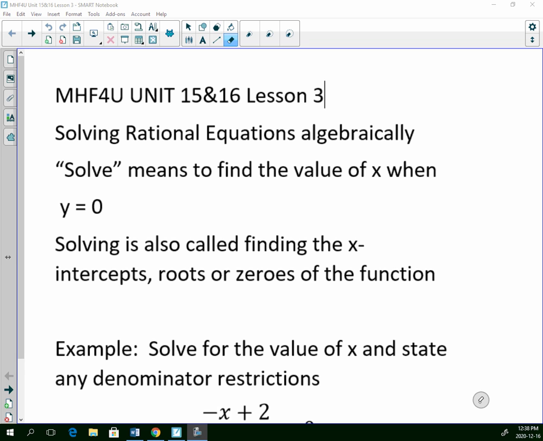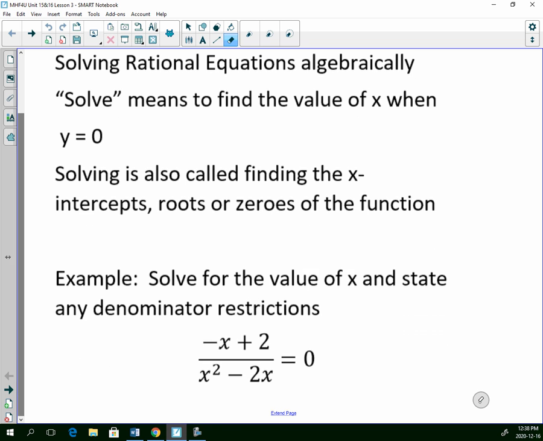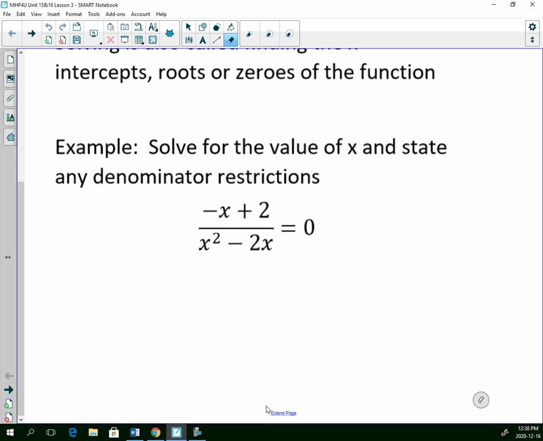Okay, today we're going to solve rational expressions. So remember that solving means to find the value of x when y is 0. Sometimes we call it solving, sometimes we call it finding the x-intercepts or the roots or the zeros, right? They all mean the same thing. So for example, solve for the value of x when y is 0.